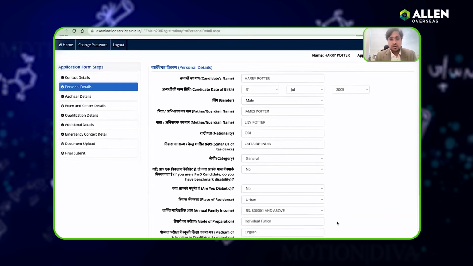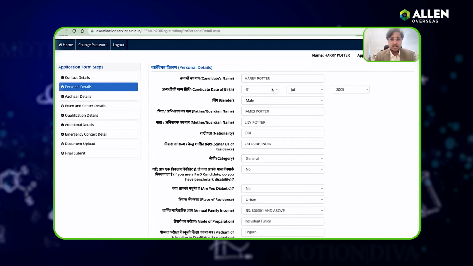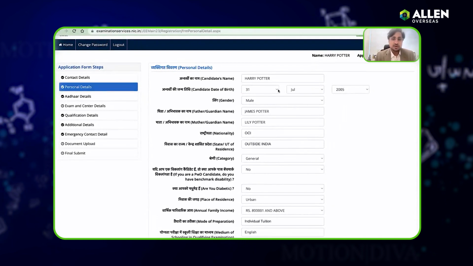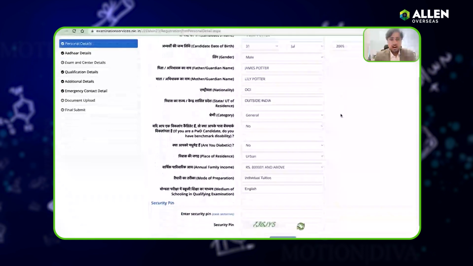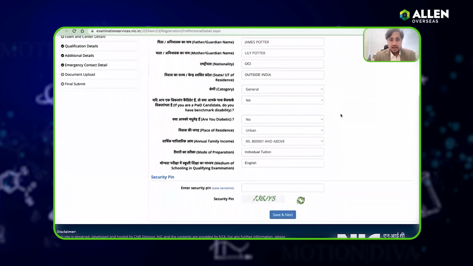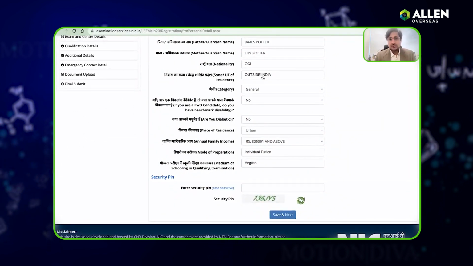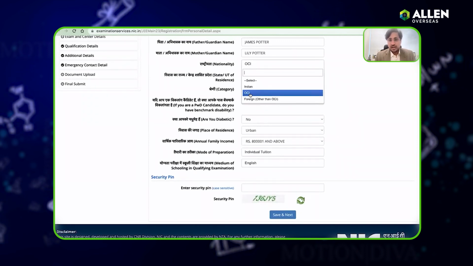Then personal details. So as I mentioned, I have filled this form using the name Harry Potter, the date of birth. Well, Harry Potter was born on 31st of July. That's what I remember. So just to get that eligibility, I have filled his year of birth as 2005, all those details. Here you can see that state and UT residence is outside India. Nationality, I have selected OCI.